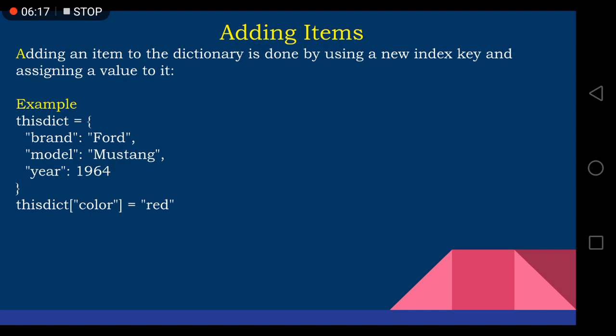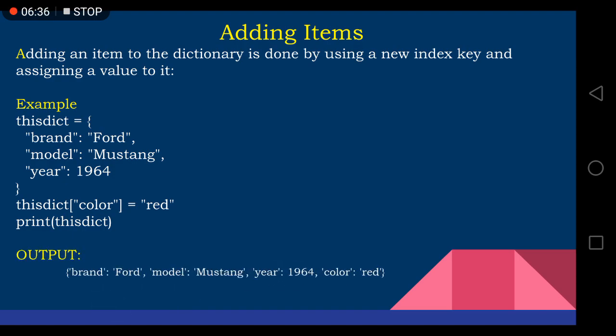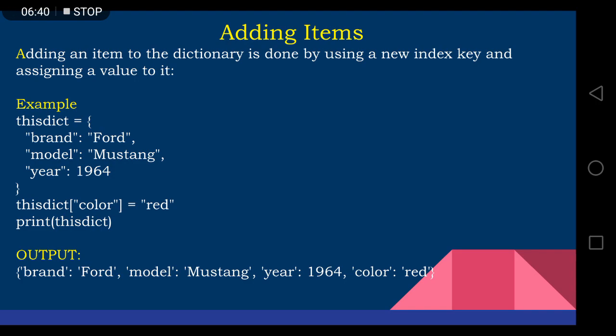Now we want to add some more attribute, which is the key, which is the color. So how to add this? thisdict["color"] is equal to red. That means we are adding one more attribute or one more key called color, and the value is red. Now if you print this dictionary, the output will be brand Ford, model Mustang, year 1964 and color red. So this is how to add new items into the dictionary.